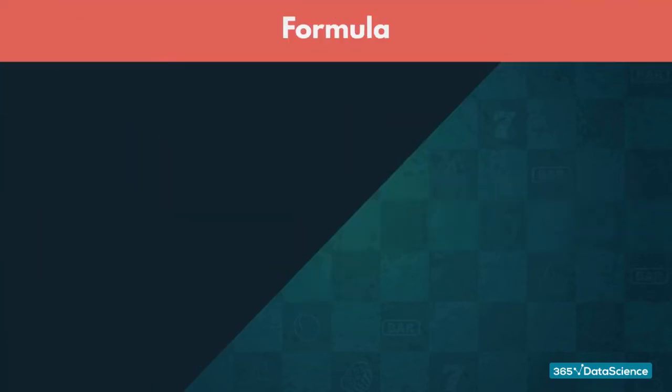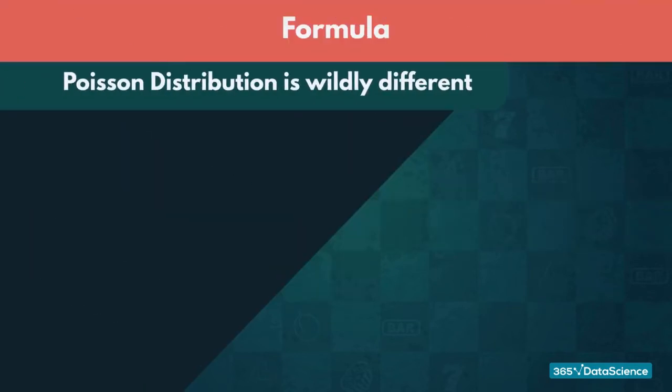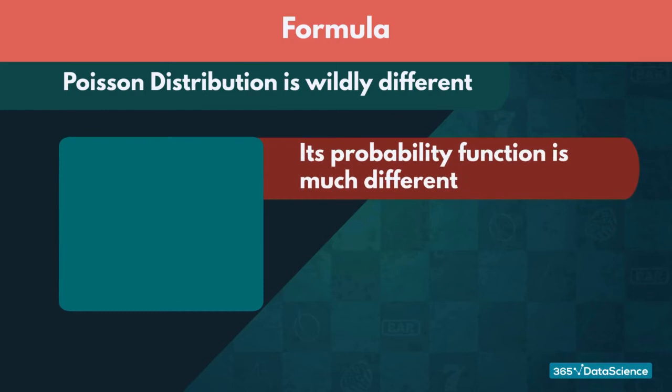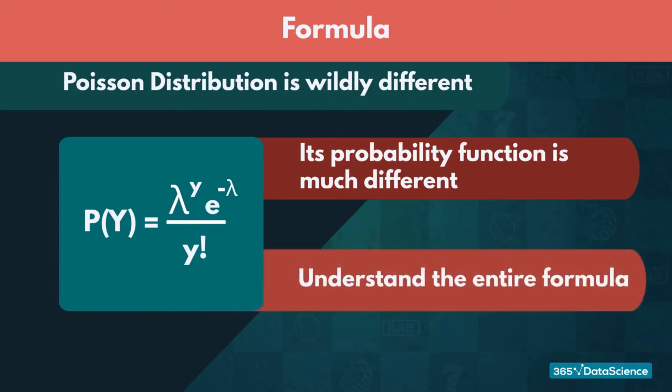All right. As you already saw, the Poisson distribution is wildly different from any other we have gone over so far. It comes without much surprise that its probability function is far different from anything we have examined so far. The formula looks as follows. P of y equals lambda to the power of y times Euler's number to the power of negative lambda over y factorial. Before we plug in the values for our course creation example, we need to make sure that you understand the entire formula.